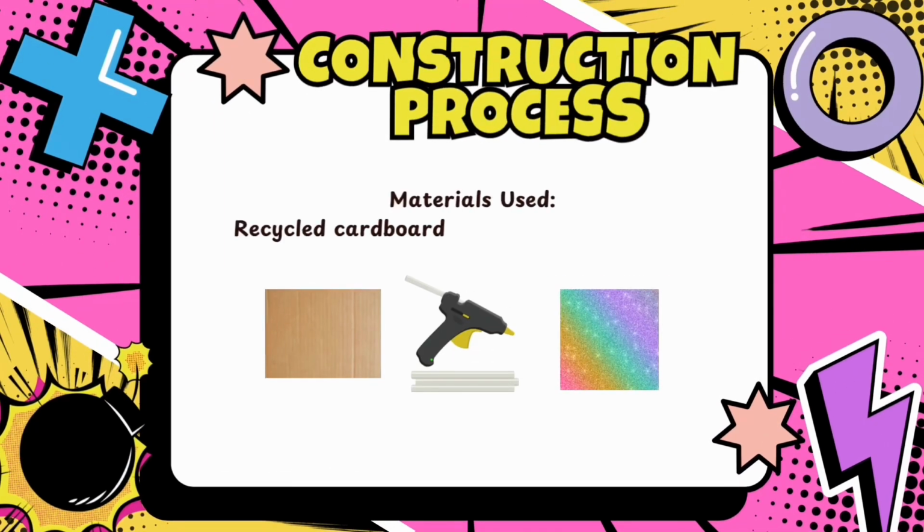So the materials I used to make this cuboctahedron are recycled cardboard, glue gun, and glittery paper.